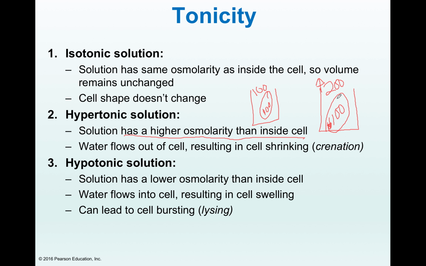So because I have a higher number of solute particles, water is going to move out of the cell. And if your cell is losing water, it causes the cell to shrink, and we use the word crenation for it. So if your cell is placed in a hypertonic environment, your cell will shrink. If it's placed in an isotonic environment, the cell keeps its original shape.